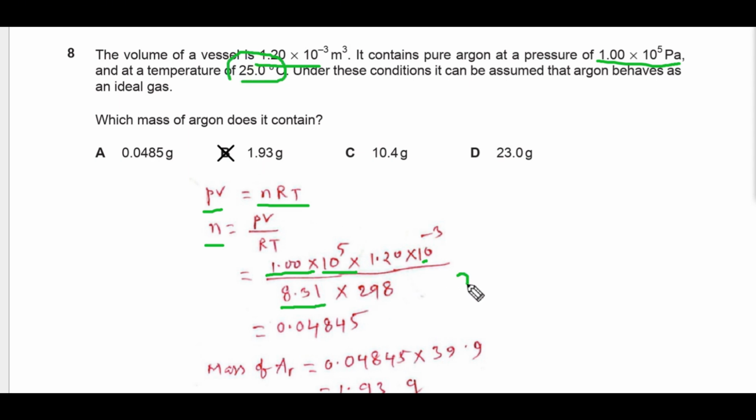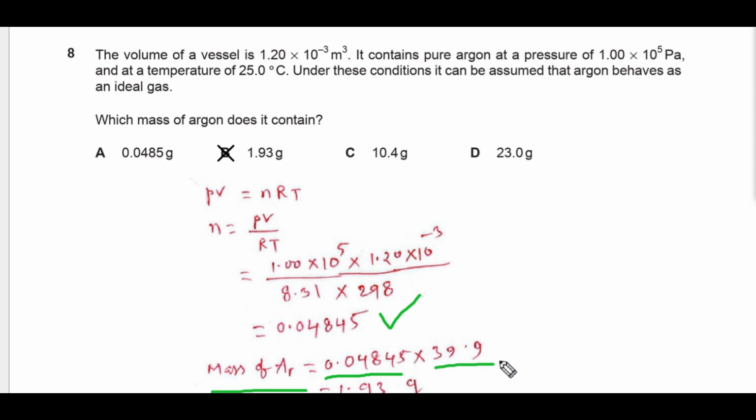25 degrees centigrade plus absolute temperature 273 will be 298. So you can calculate the number of moles. Then the mass of argon will be the number of moles times the relative atomic mass of argon, 39.9. So you get 1.93, and B is the right answer.